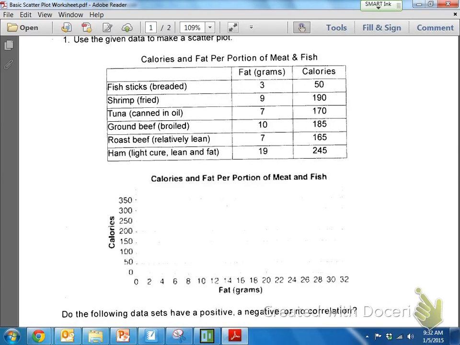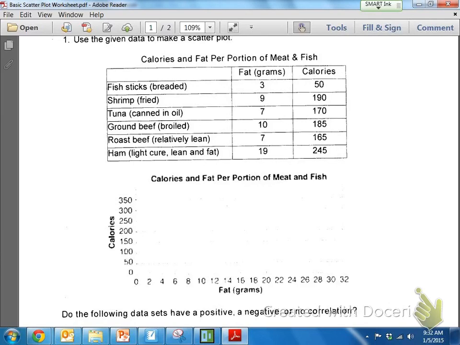So what we're going to do here on this problem, the chart gives me the calories and fat proportion of meat and fish. So we have fish sticks, shrimp, tuna, ground beef, roast beef, and ham. And we're going to see if this has a positive correlation or negative correlation based on the amount of fat something has and the amount of calories something has.